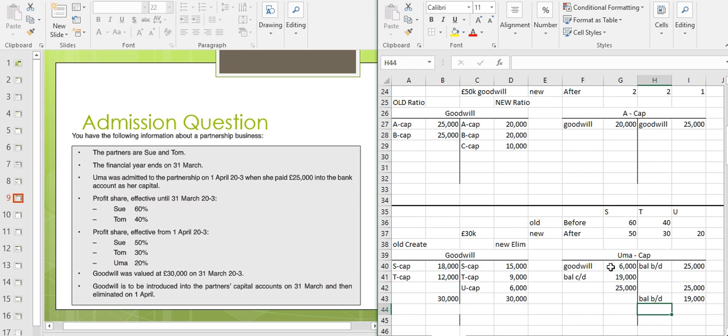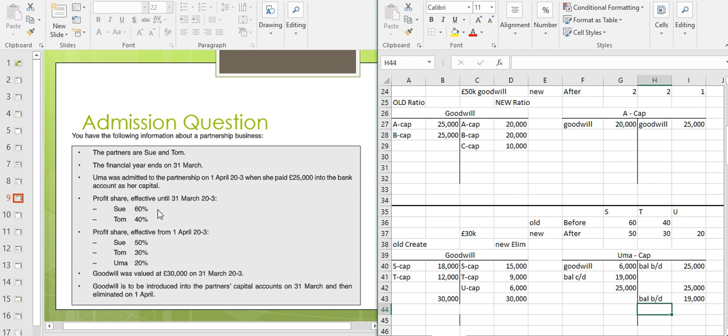Okay, that 6 will probably go to Sue and Tom. Okay, it will go to them. Sue will probably get a bit more than Tom because Sue has a 60% share and Tom has a 40%, so Sue will benefit a little bit more. Sue will get 60% of that and Tom will get the difference.